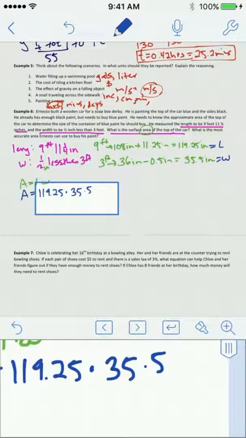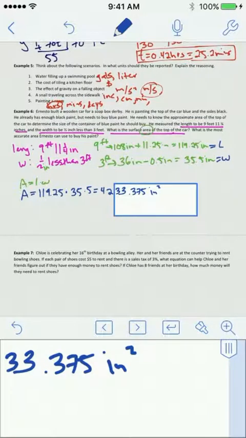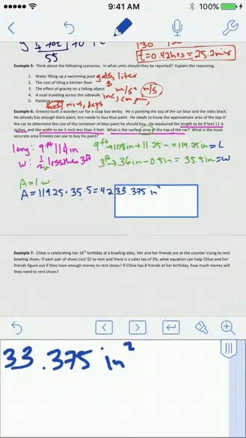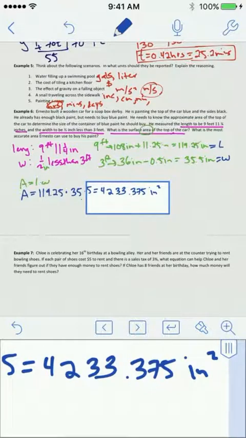119.25 times 35.5 would be 4,233.375 inches squared. So I multiplied inches by inches, and it gave me inches squared. Well, that's great, but again, let's translate back. Do you really walk around saying, oh, this soapbox car is 4,233.375 inches squared? No, you don't. You talk about feet squared, right? So let's take this and put it into feet squared.